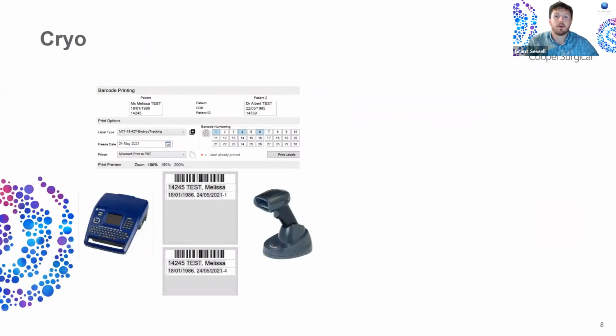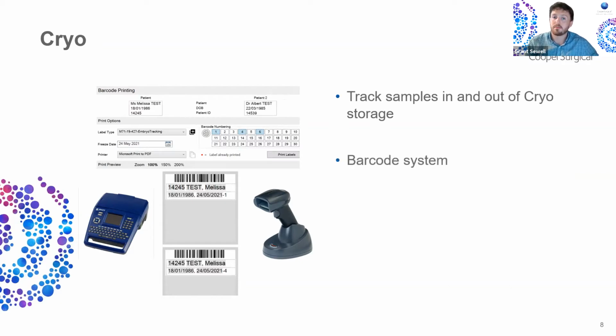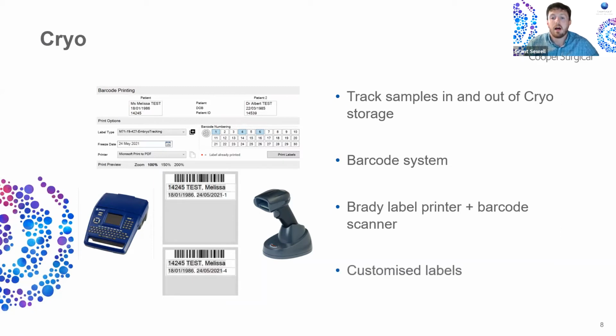So Cryo allows you to track samples in and out of Cryo storage. It is again a barcoding system, and uses the same barcode scanners as you would use for traceability. We can supply various different types of label printers for this system, and we can also customize labels. So you might have freeze codes, for instance, or you want to put which day the embryo has been frozen on the barcode itself. You can make barcodes bespoke for your lab.